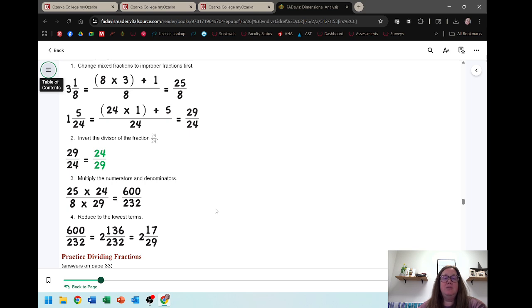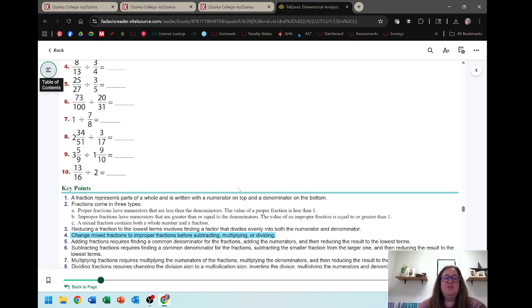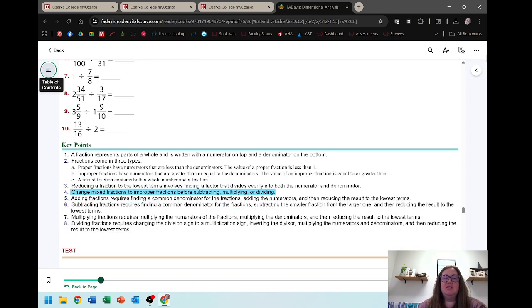Reduced to lowest terms, the top number's larger, so 600 divided by 232, that will go into it 2 times, 136 remaining, and that can reduce to 17 over 29. So 2 and 17 29ths. Okay, so that gives you some practice questions there.